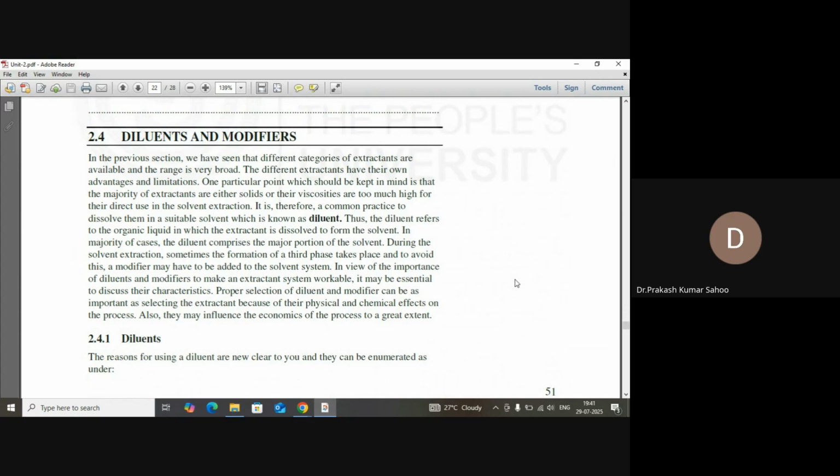Then we have the last part, that is diluent and modifiers. A common practice is to dissolve them in a suitable solvent known as diluent. So when an extract or a solute or a salt is dissolved in a suitable solvent, that suitable solvent is known as diluent.